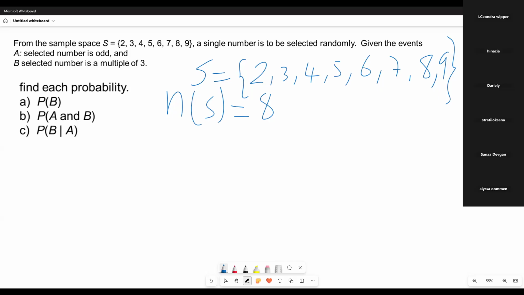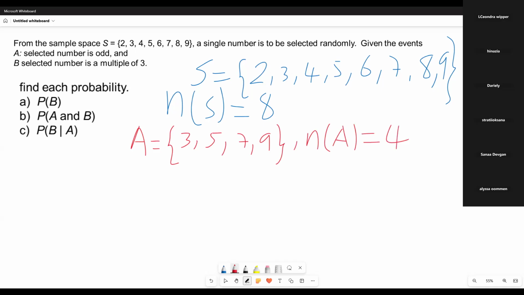Are you done? Yes. Okay. They give you the sample space 2, 3, 4, 5, 6, 7, 8, and 9. So 8 outcomes in the sample space. Also, they give you 2 events. Event A is talking about odd numbers. Let's look for odd numbers in the sample space. That's 3, 5, 7, 9. So there are 4 outcomes in event A.